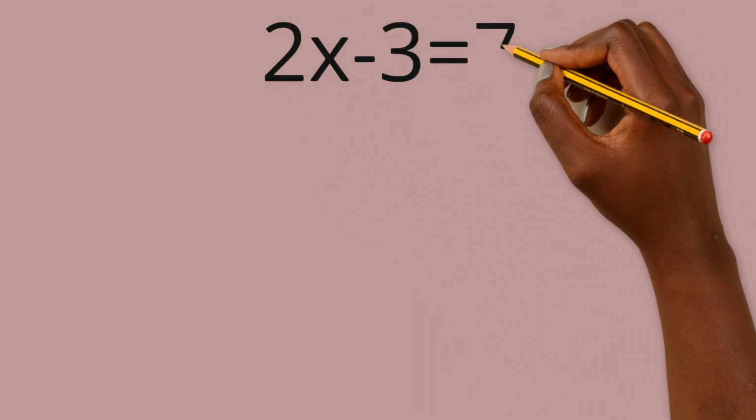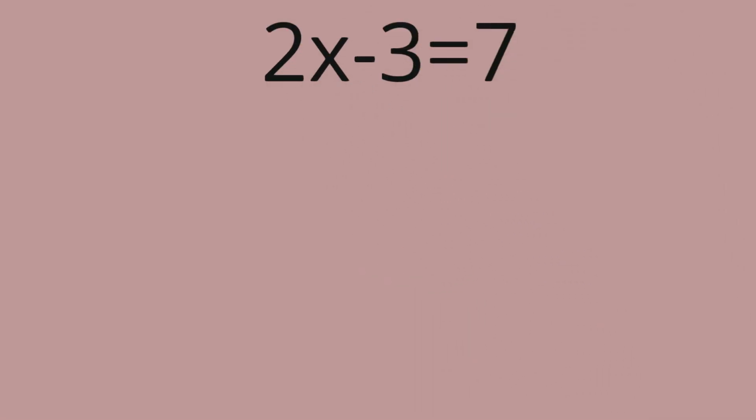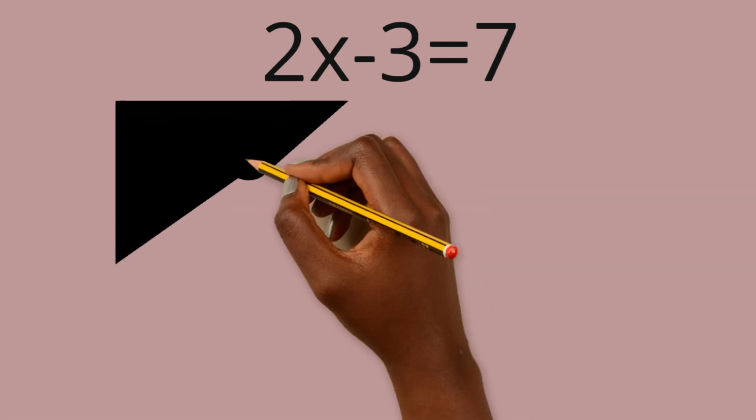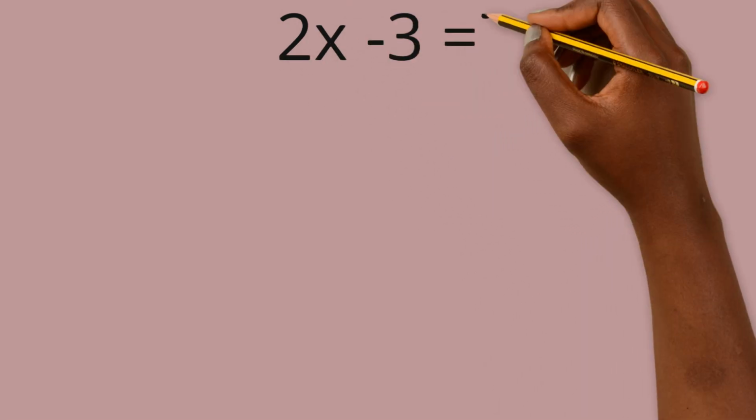Our second example will be 2x minus 3 equals 7. Please pause the video and try to do this one by yourselves. Let's double check your answer.